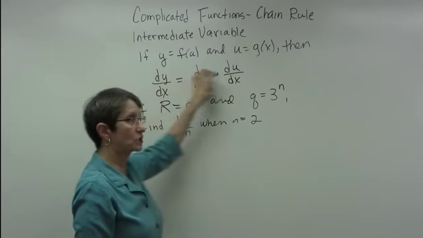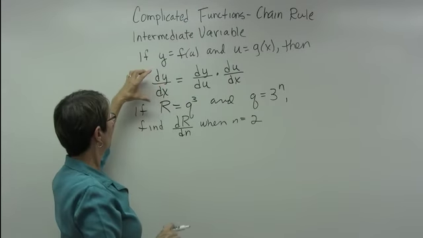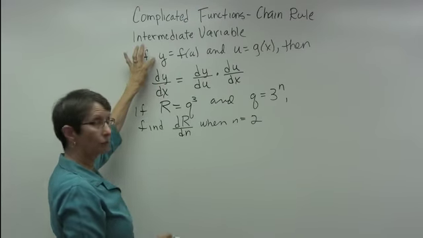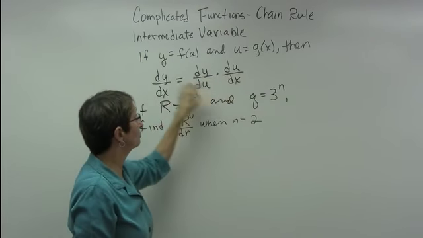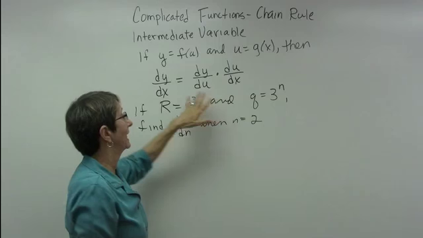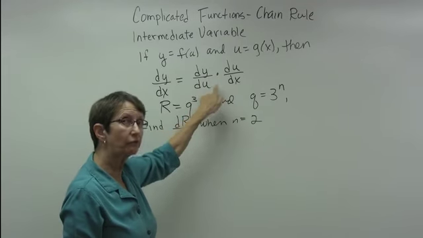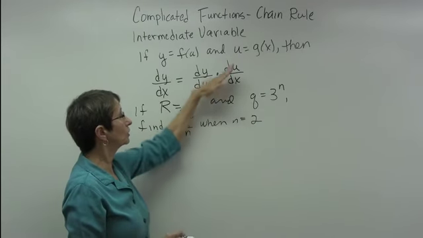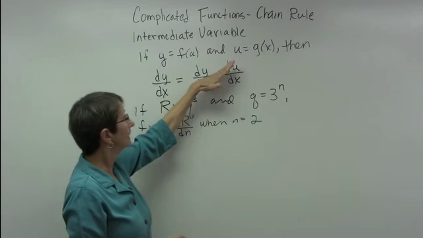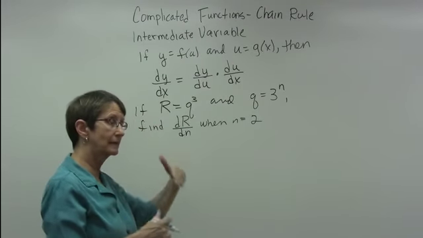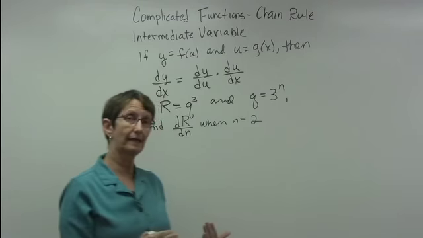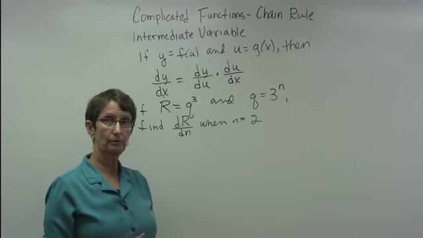We have to form a chain. We have the place where we start and the place where we end, and we have to relate the two in the middle. If you think about these as actually being fractions, what happens if you could cancel du? You would have dy dx. So that's a way to keep in mind the way your chain is set up when you have different letters.